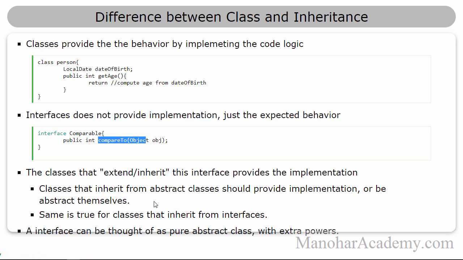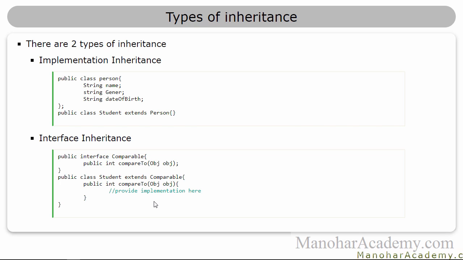Also, we talked about two kinds of inheritance. So first one is implementation inheritance. So that's what we talked about in module 4. The complete module 4 in our playlist is about implementation inheritance, where a class extends from another class. So it inherits all the behavior, all the fields, all the members from the parent class.